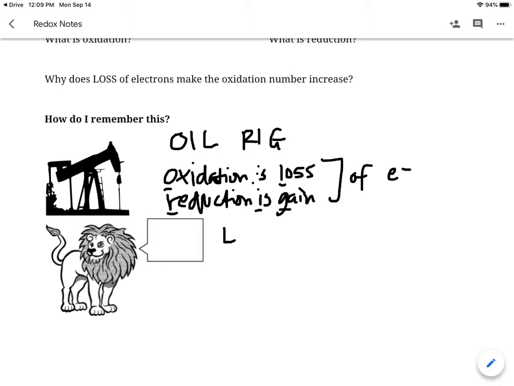And the second one is LEO says GER. That would be loss of electrons is oxidation, gain of electrons is reduction. You can use either one of those two acronyms to help you remember those processes.